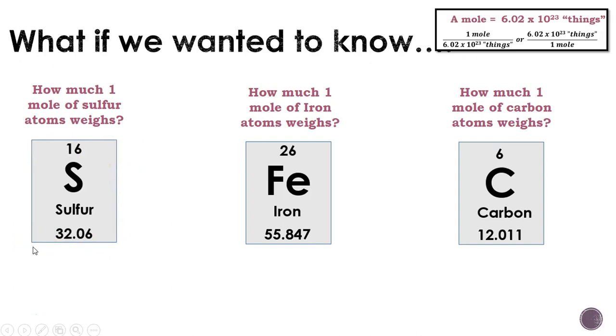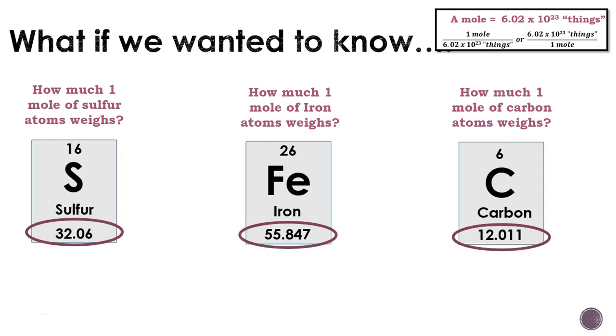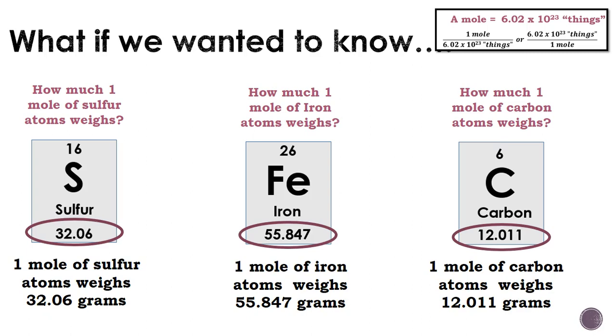The good thing is we know that a mole equals 6.02 times 10 to the 23rd things. So what we're asking is, out of all of these things, just 1 atom of sulfur, how much would it weigh? If you take a look at the atomic mass on the periodic table, you can see sulfur has a mass of 32.06. Iron has a mass of 55.847, and carbon has a mass of 12.011. The good thing is that each one of these atomic masses equates to 1 mole of atoms.